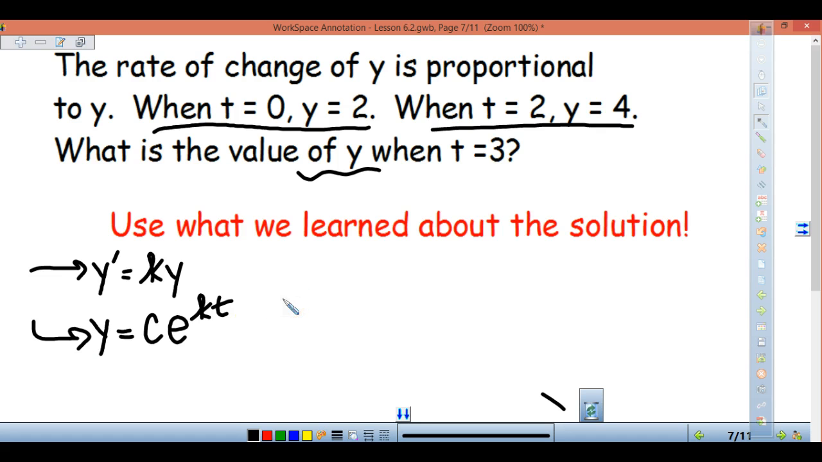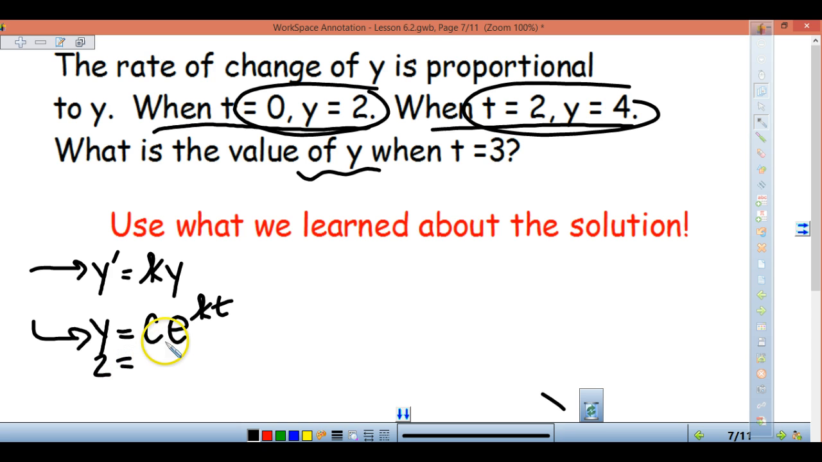We want to use the information that we have up here to find c and k. Notice that there are two unknowns here. That's why they had to give us two pieces of information. If we plug in one of them, I'm going to use the one with 0 because often that allows you to simplify a little bit quicker. So plug in 2 for y and 0 for t. I end up getting e to the 0, which is 1. So I end up getting c to be 2. Often c will be your initial condition because of this fact. So now I have a little bit more information. y equals 2 e to the kt. Now I just need to find k. So I plug in when t is 2, y is 4.